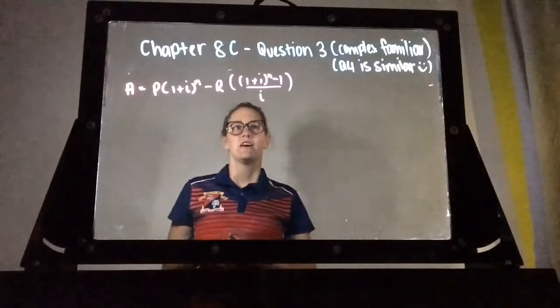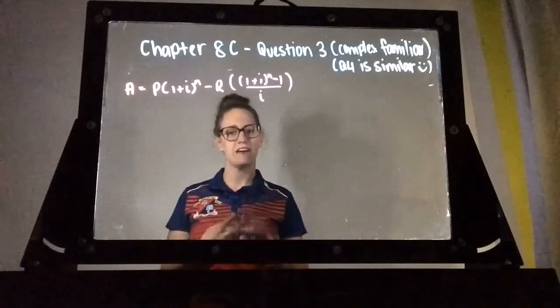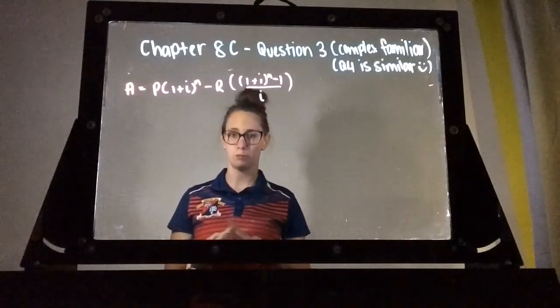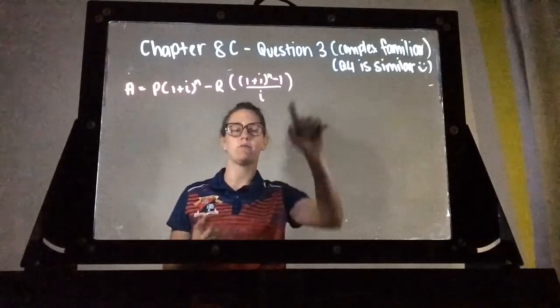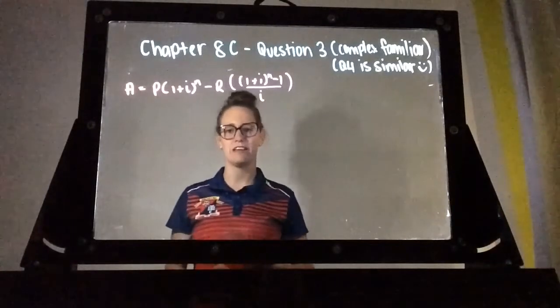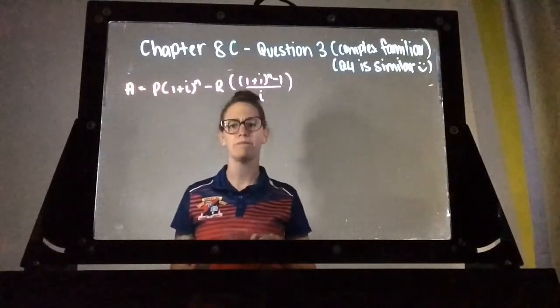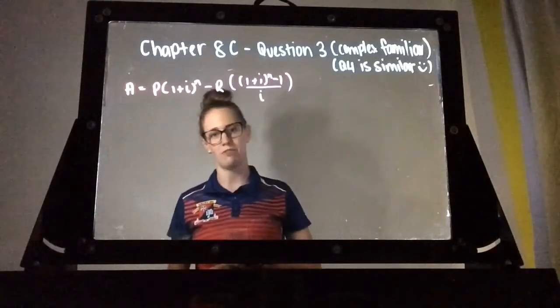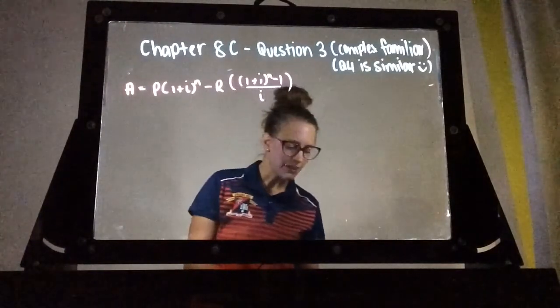So, question 3 is complex familiar for two reasons. Complex in that it has multiple steps. Familiar in the way that we are going to be using a formula that we know. If you're looking at this formula, hopefully you'll realise this is the annuities formula that we did in chapter 8c, example 4. So, let's have a look at the question.